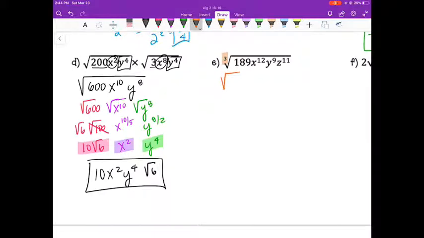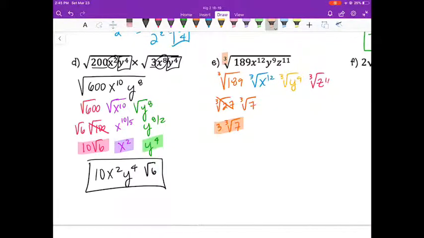So I've got the cubed root of 189, the cubed root of x to the 12th, the cubed root of y to the 9th, and we're still going cubed root of z to the 11th. Cubed root of 189, we are going to break into the cubed root of 27 and the cubed root of 7, because the cubed root of 27 is 3. So I have 3 times the cubed root of 7 that we're coming back to. Cubed root of x to the 12th, change it to fractional exponents, x to the 12/3, which gives us x to the 4th. Cubed root of y to the 9th, y to the 9/3, that's y cubed outside of jail.